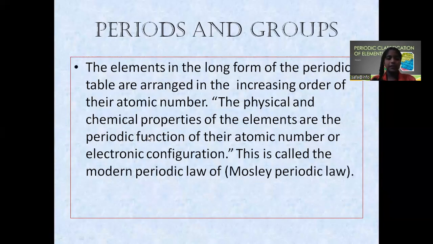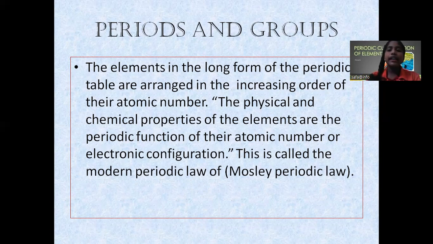Periods and groups. The elements in the long form of the periodic table are arranged in the increasing order of their atomic number. The physical and the chemical properties of the elements are the periodic function of their atomic number or electronic configuration. This is called the modern periodic law or Moseley's periodic law. So the elements in the long form of the periodic table are arranged in the increasing order of their atomic number.